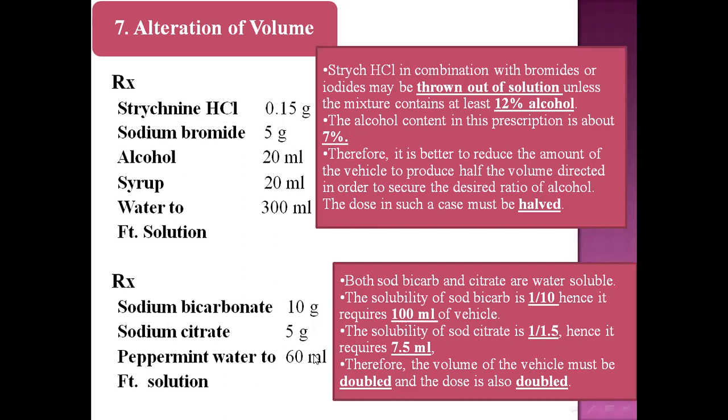This means that this 60 has to be doubled. Therefore, the volume of the vehicle must be doubled. I know we need 107.5, okay? But if you didn't double or halve the dose or the vehicle, you will find difficulty with dose adjustment. So it's either you double the dose, double the vehicle, or halve the vehicle so you can easily calculate the dose required. So you will use 10 grams of sodium bicarb and 5 grams of sodium citrate, and dissolve all of these in 120 milliliters of water. If the patient is prescribed 5 milliliters, he should be taking 10. If the patient is prescribed 10 milliliters, he should be taking 20.